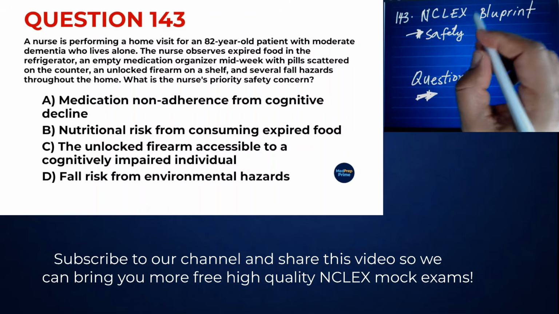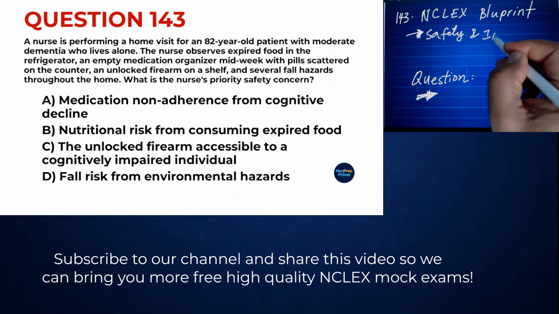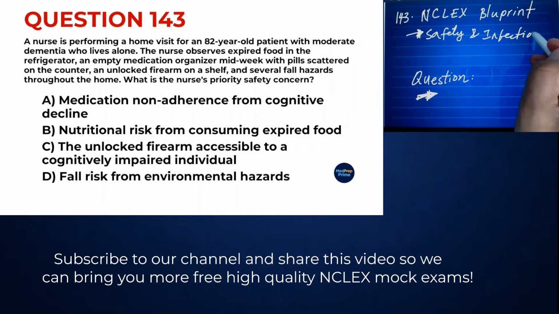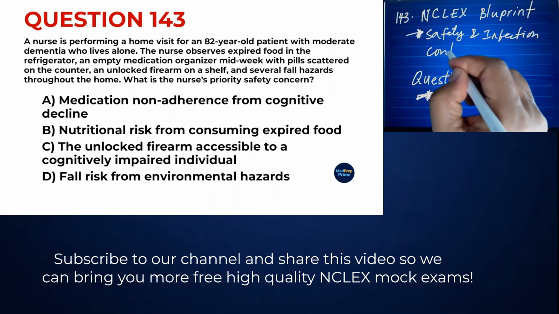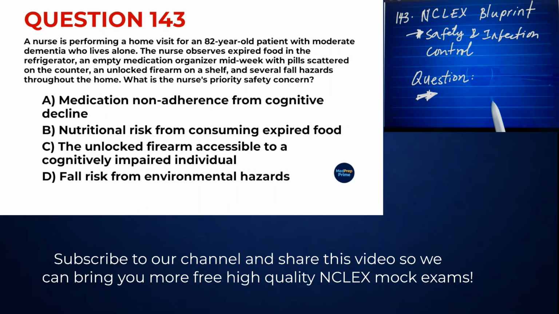Option A, medication non-adherence from cognitive decline. Option B, nutritional risk from consuming expired food. Option C, the unlocked firearm accessible to a cognitively impaired individual. Option D, fall risk from environmental hazards.